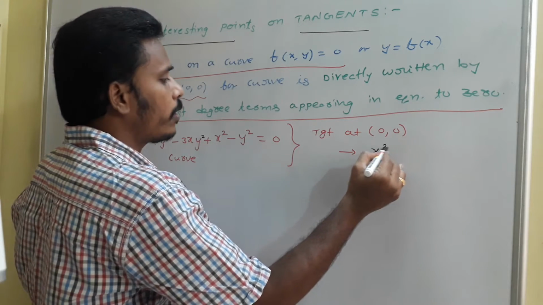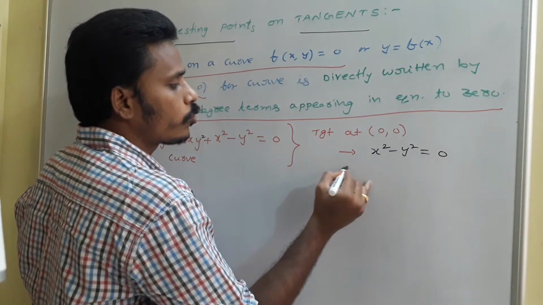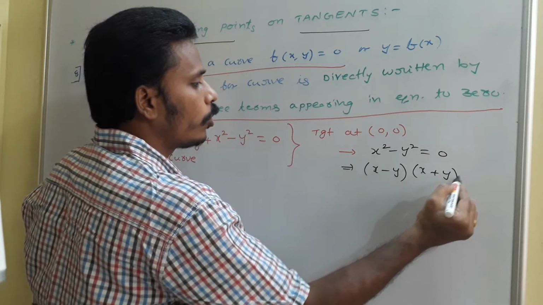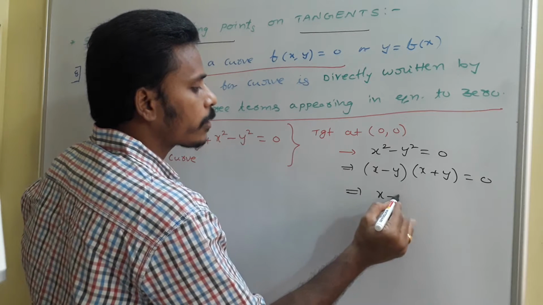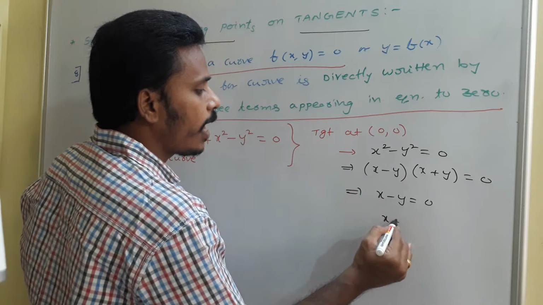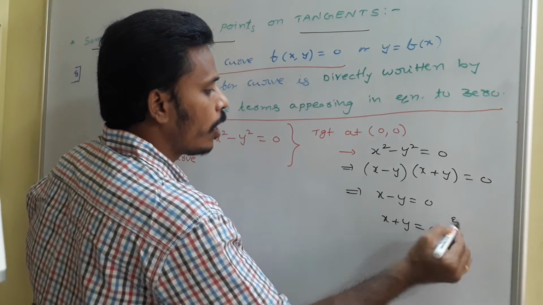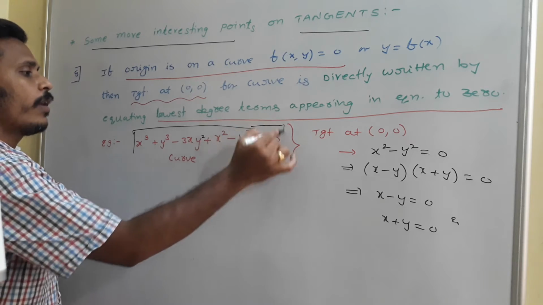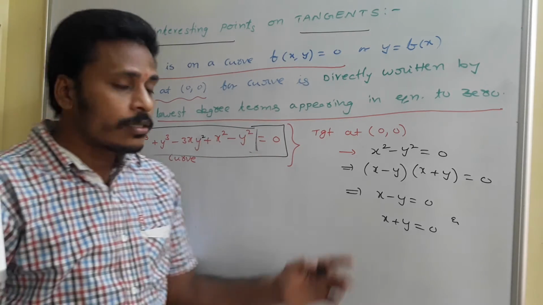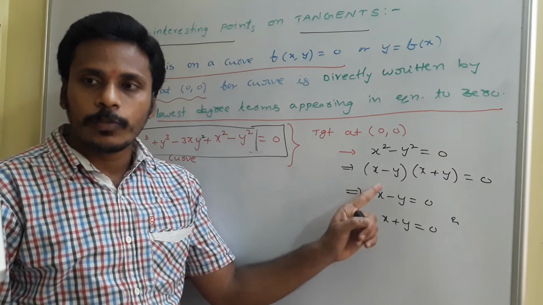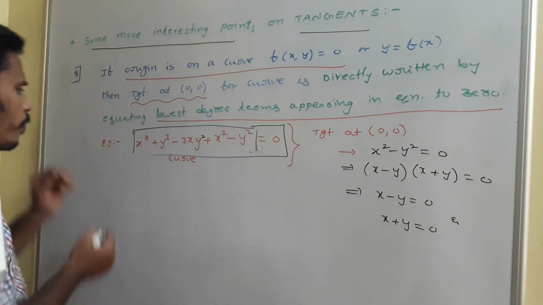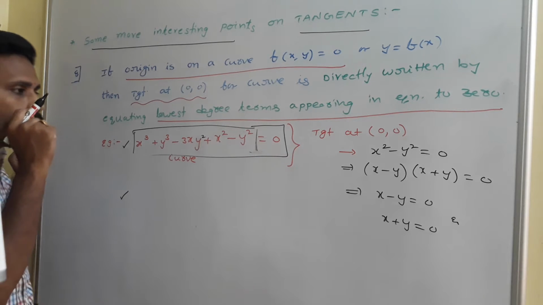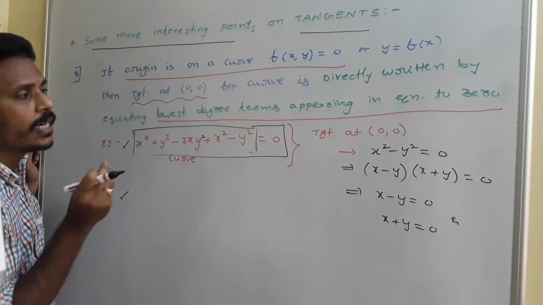So tangent at 0, 0 is x square minus y square equals to 0. If you simplify, it is x minus y into x plus y equals to 0. From there, x minus y equals to 0 is one tangent, as well as x plus y equals to 0 is another tangent for this curve at origin. For this curve at origin there exist two tangents, x minus y equals to 0 and x plus y equals to 0. So simply we need to collect the lowest degree terms from the given curve.